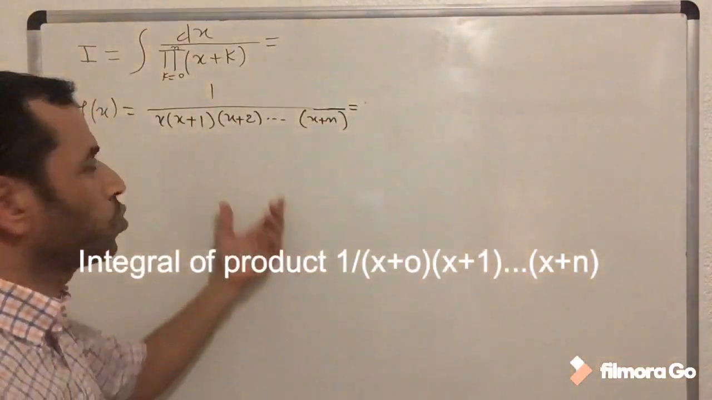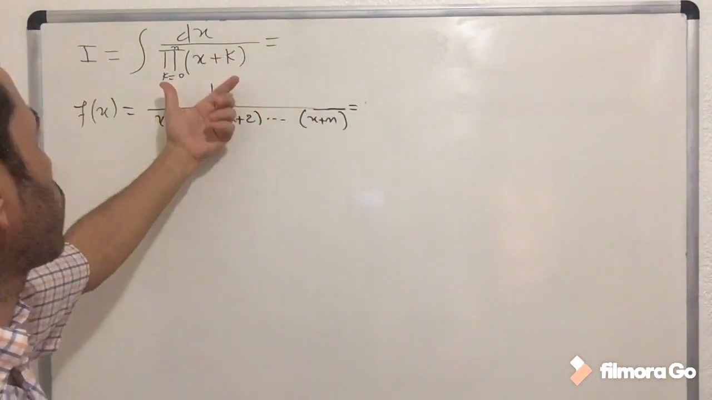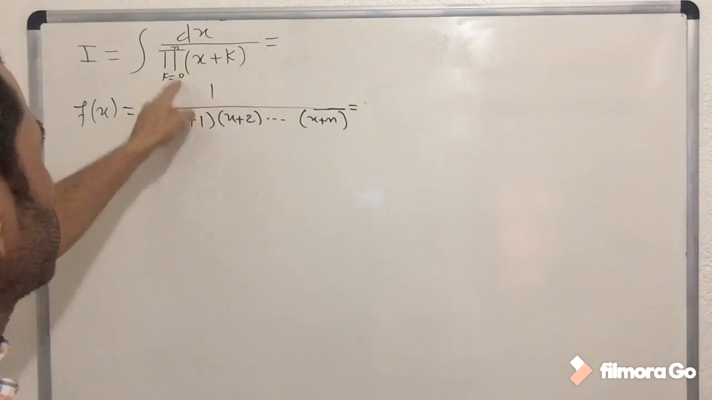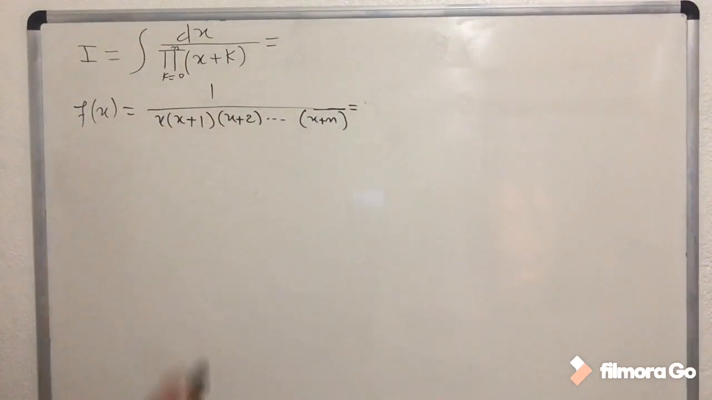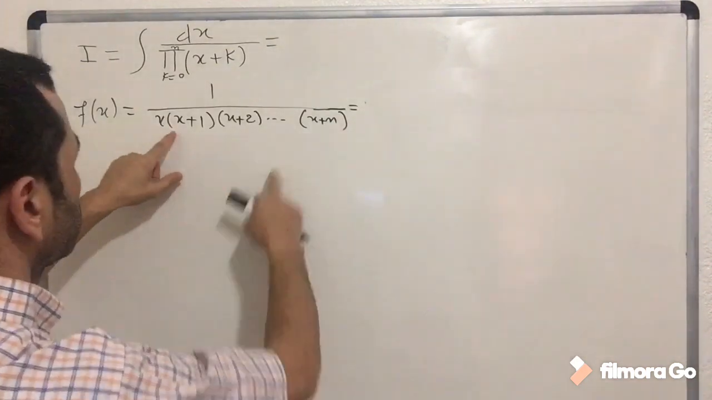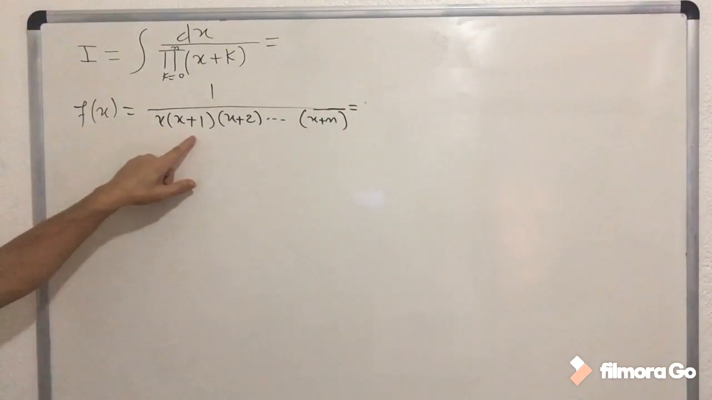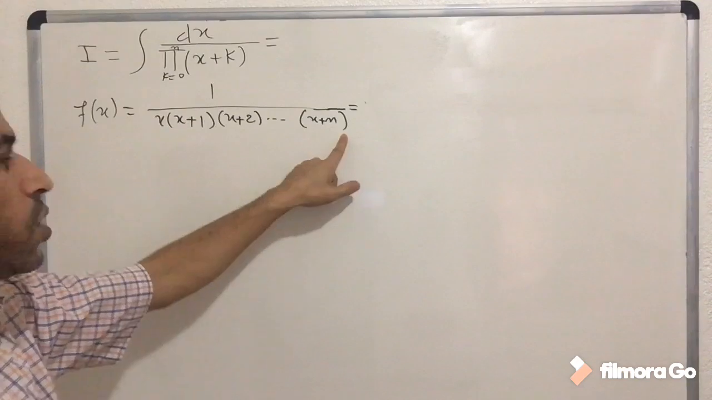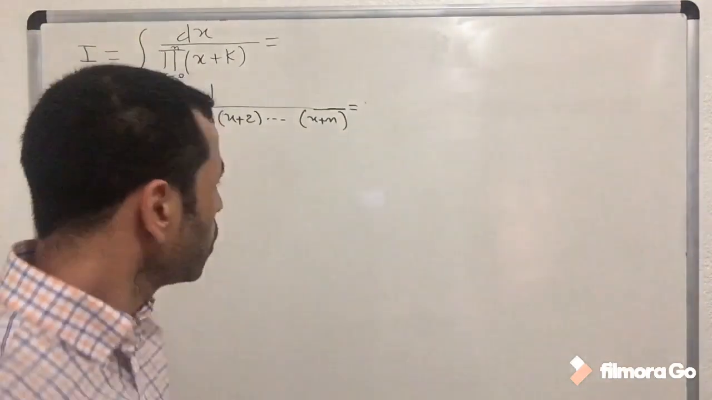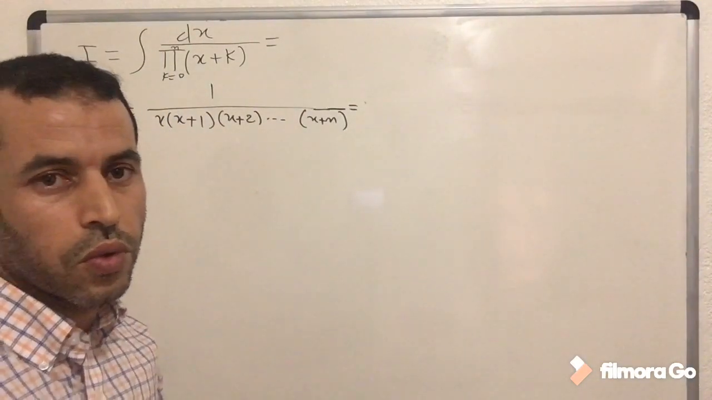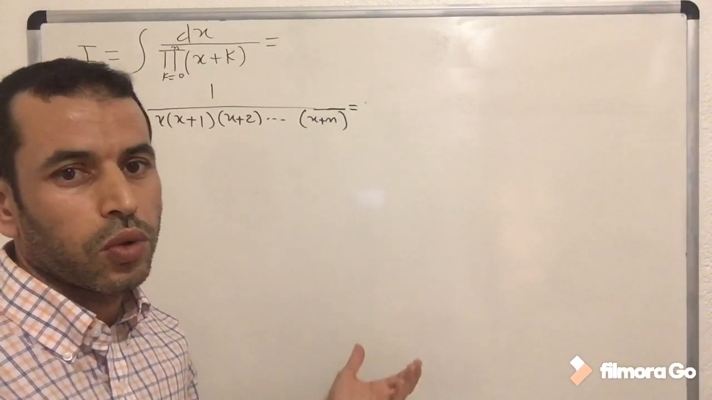Today's video we are going to evaluate this integral, 1 over the product of x plus k, with k from 0 to n. Let's put f of x equal 1 over the product. Let's expand this one: x, x plus 1, x plus 2, and so on, until you get the last term, x plus n. If you want to take a try, just pause this video. When you're ready, come back to see how to solve this problem.